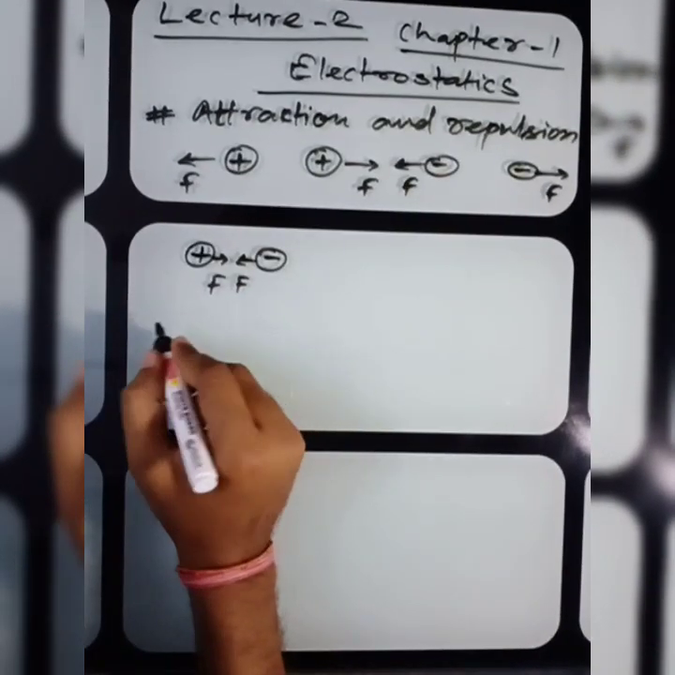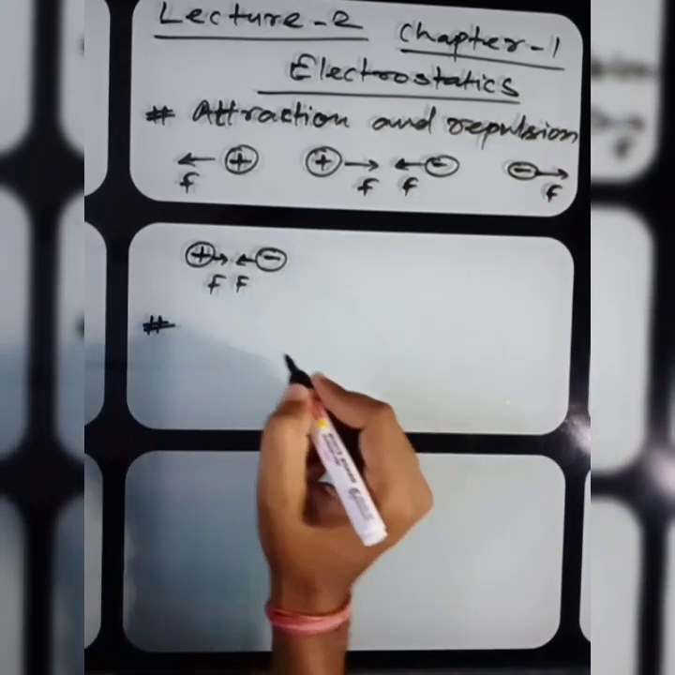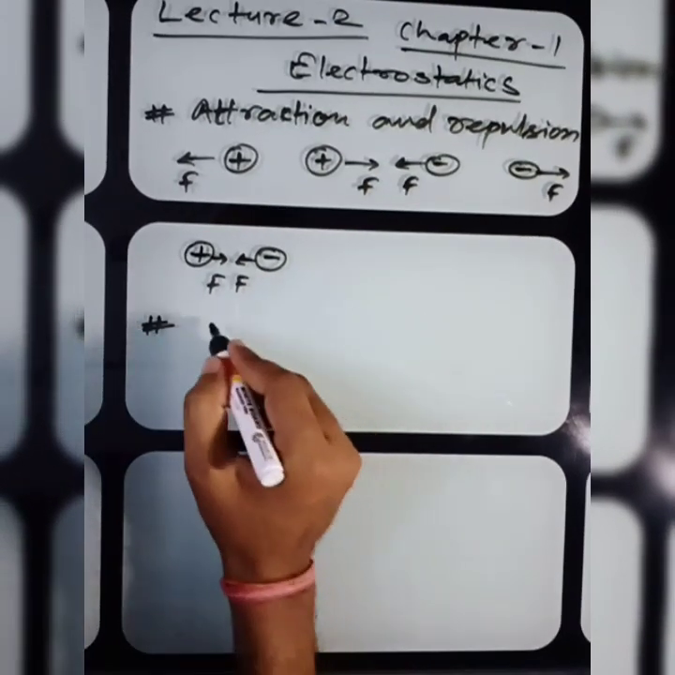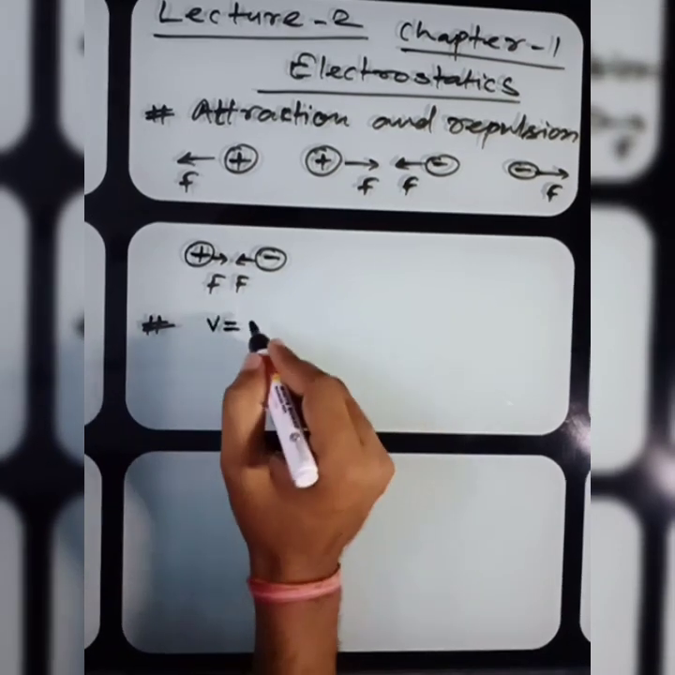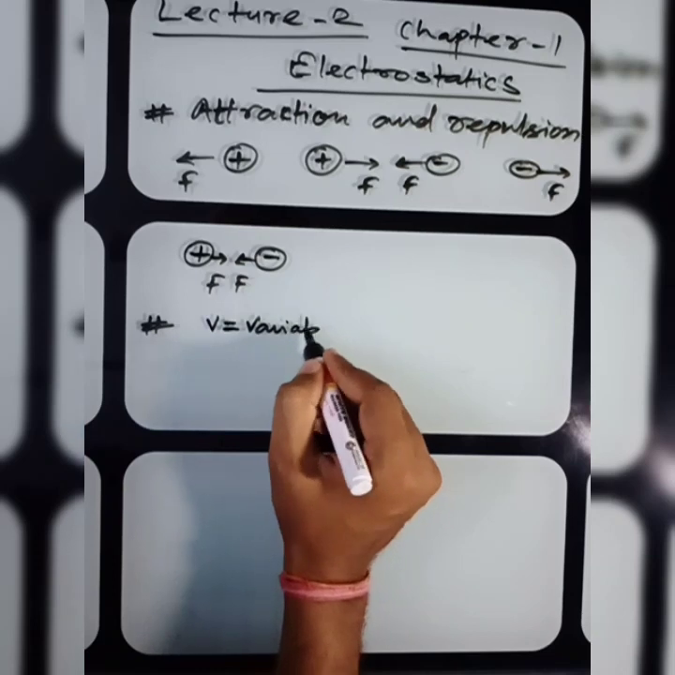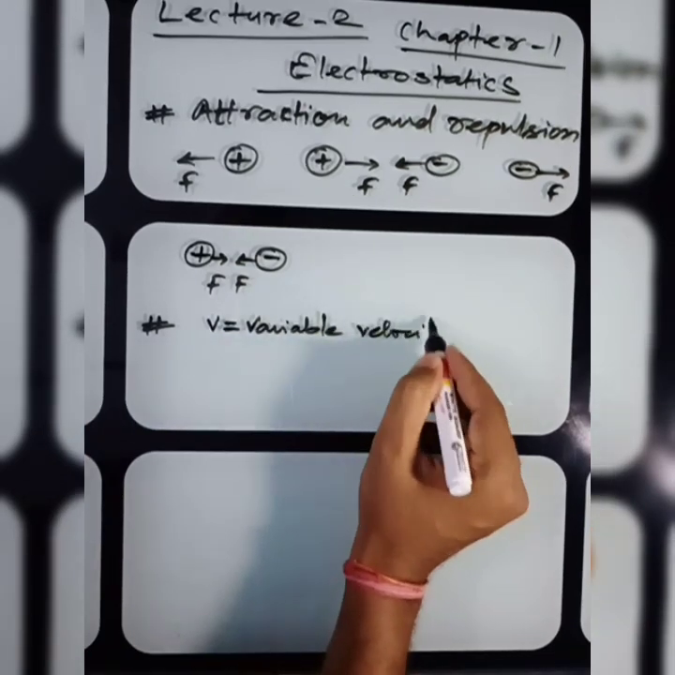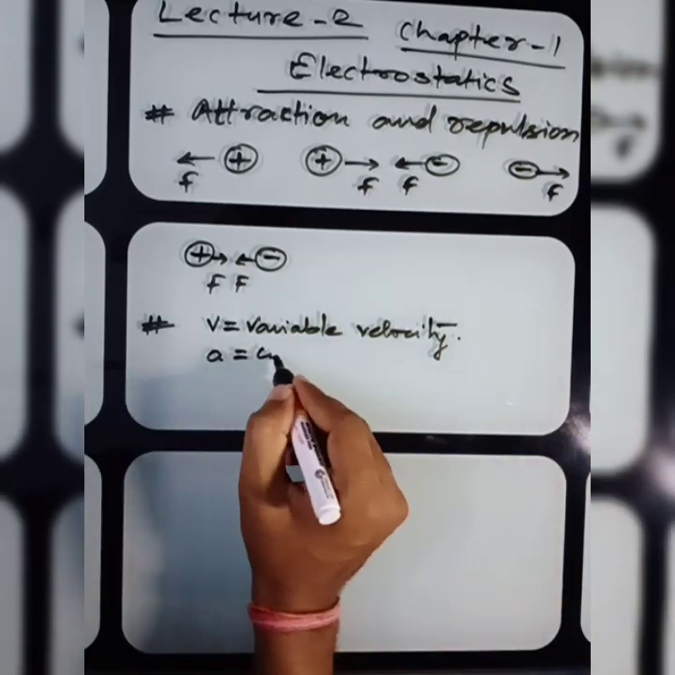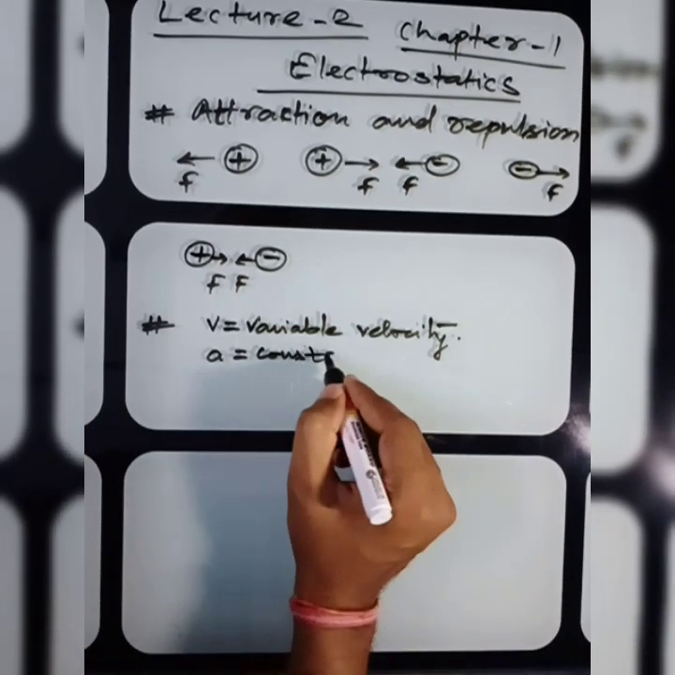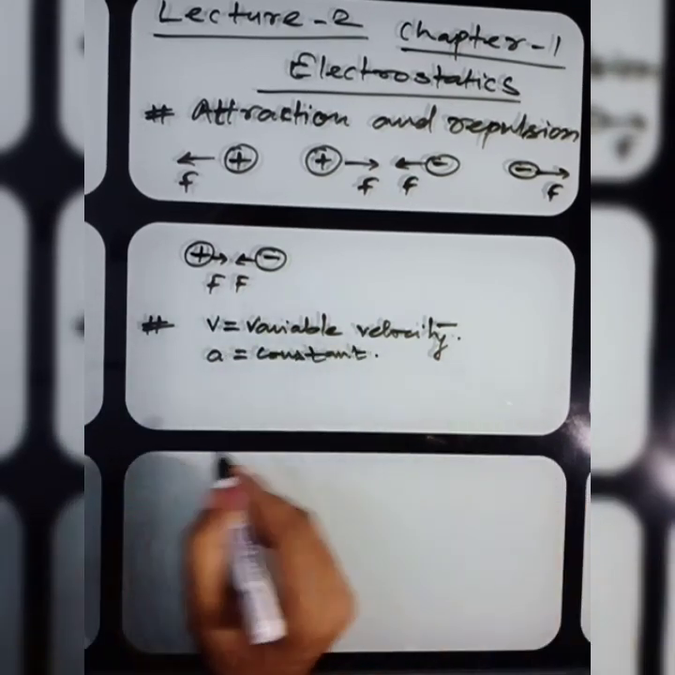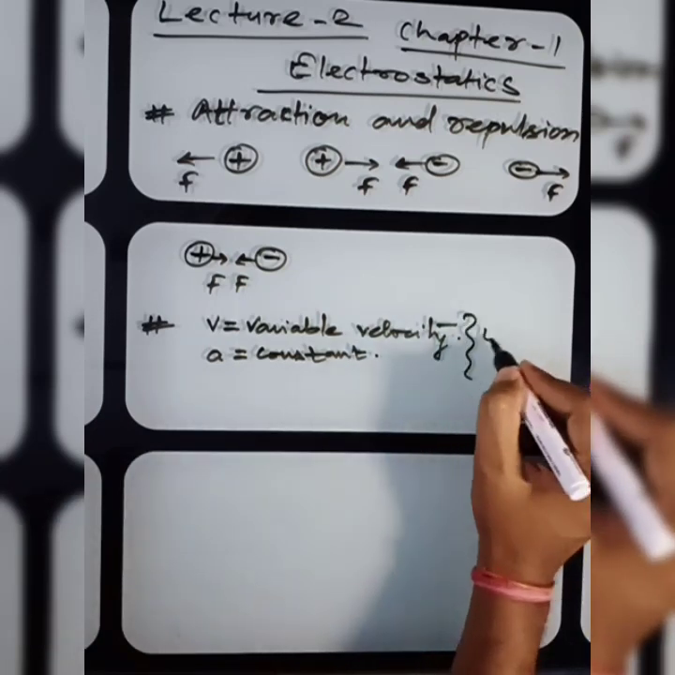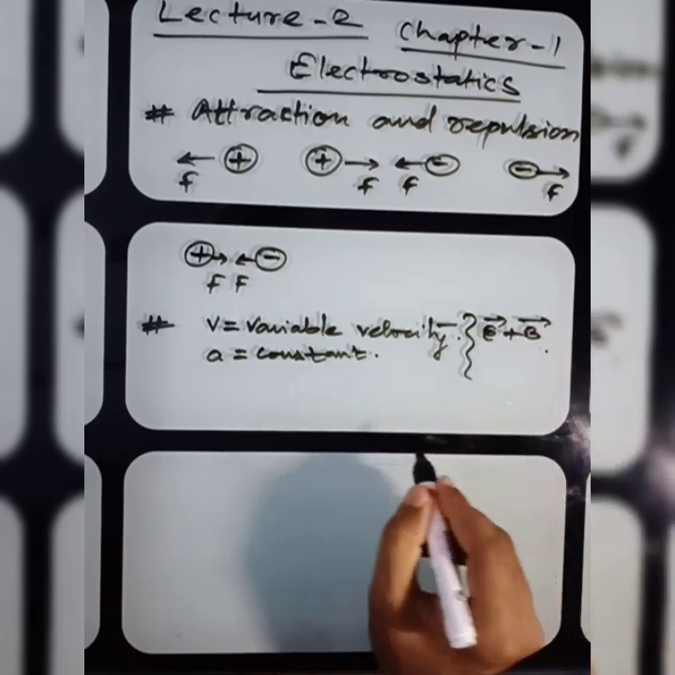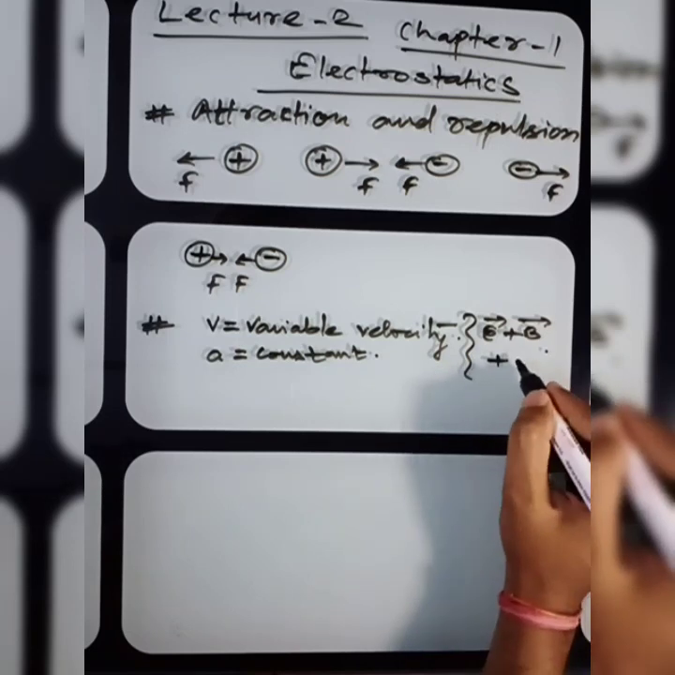When a charge accelerates, that we study, when a charge moves with variable velocity, that is the acceleration is constant, then it produces electric field as well as magnetic field, and it must have some energy.